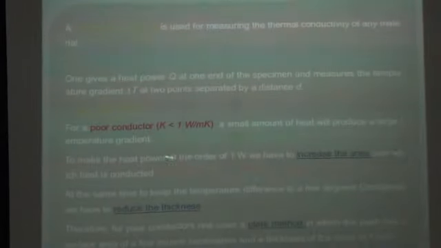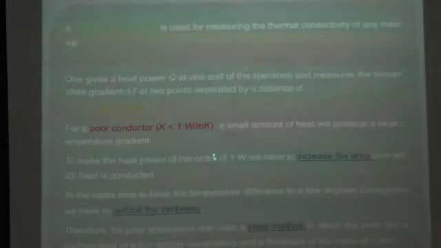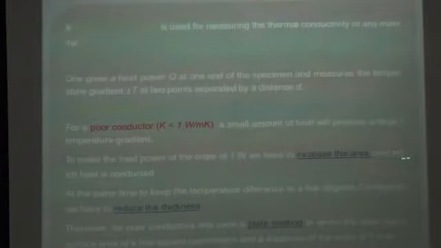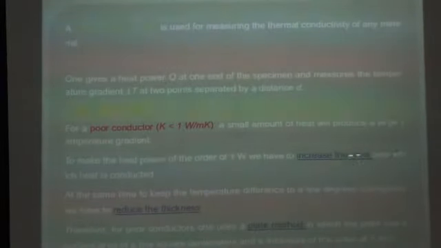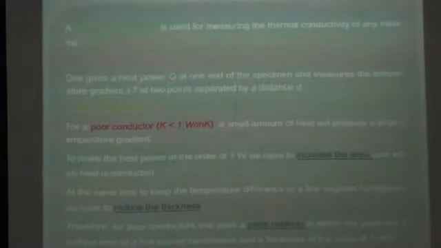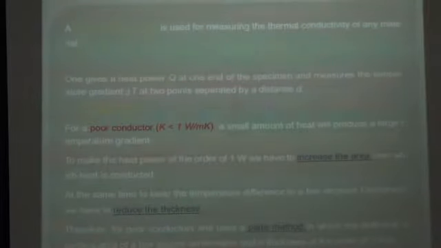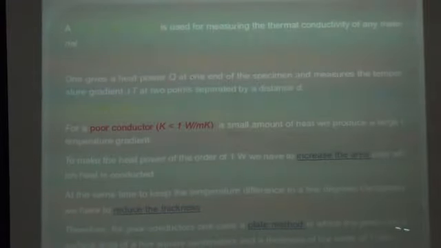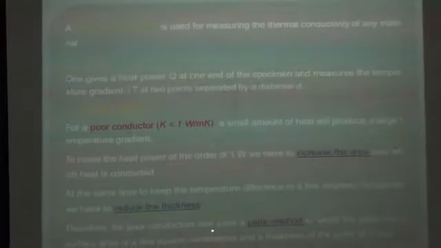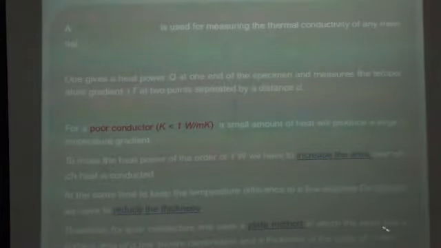To control this and keep the heat power of the order of 1 watt, we have to increase the area and decrease the thickness. We have to reduce the thickness and increase the area. It is unlike the previous case of copper. That is the reason why for a poor conductor one uses a plate method, in which the plate has a surface area of a few square centimeters and a thickness of the order of 1 mm.